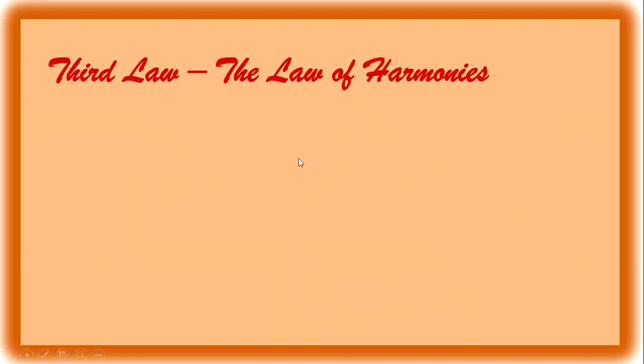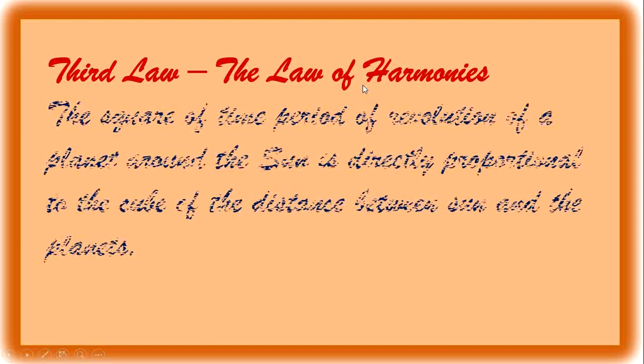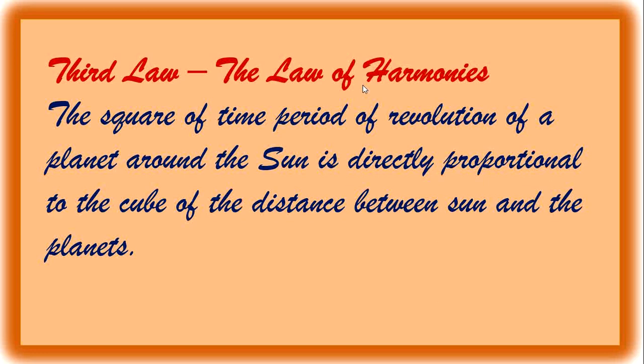And then we learnt about the third law. The third law is also called as the law of harmonies. The law of harmonies states that the square of time period of revolution of a planet around the sun is directly proportional to the cube of the distance between sun and the planets.